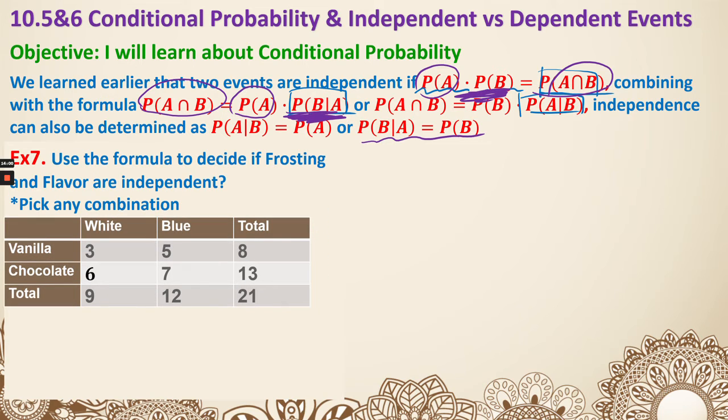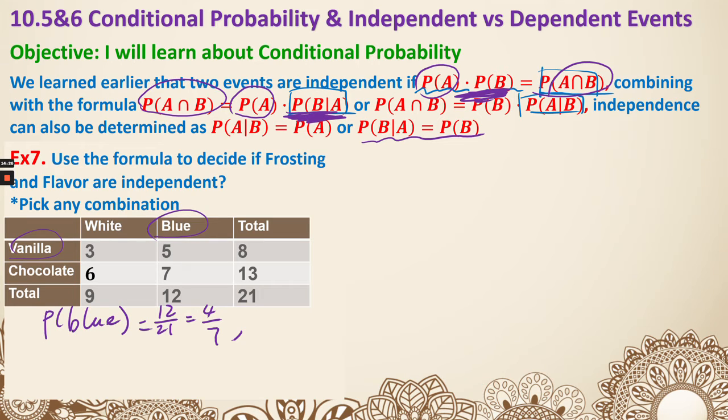Number 7. Use the formula to decide if frosting and flavor are independent. Hint, pick any combination. Let's say we're going to pick, just randomly, blue and vanilla. Okay, then we're going to calculate the probability of blue, which is just right here, 12 out of 21, which is 4%.